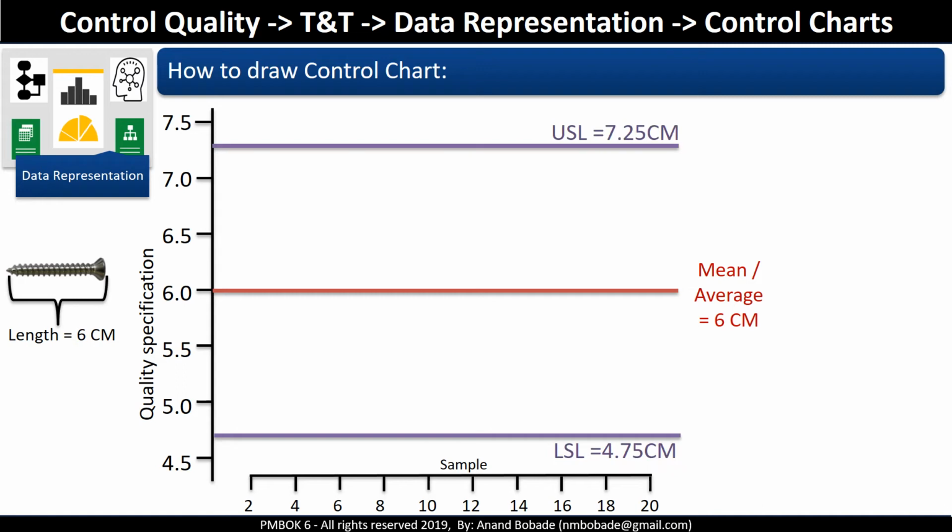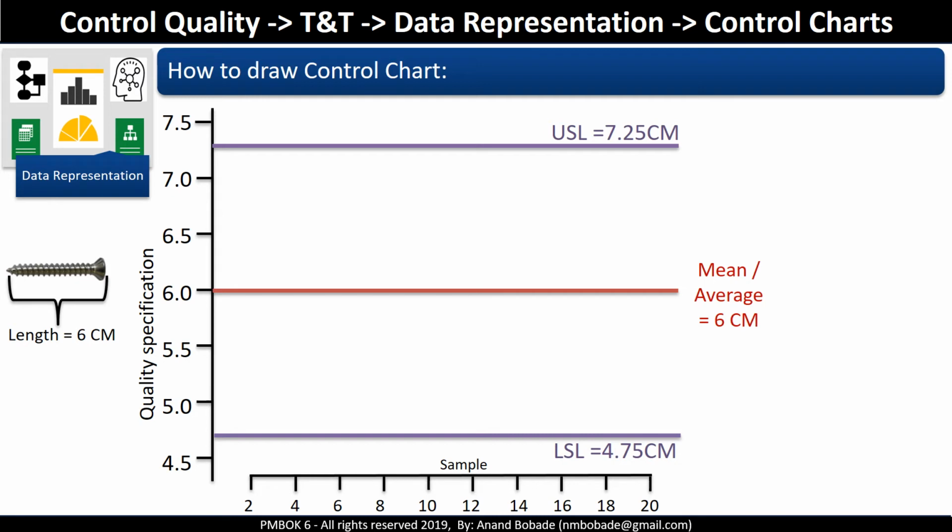You further discuss with the customer and you learn that these are general purpose screws and variations are allowed. And hence you agree with the customer the length of the screw can be something between 7.25 cm to 4.75 cm. So these will be considered as upper specification limit and lower specification limit.